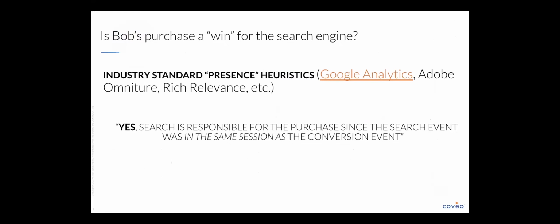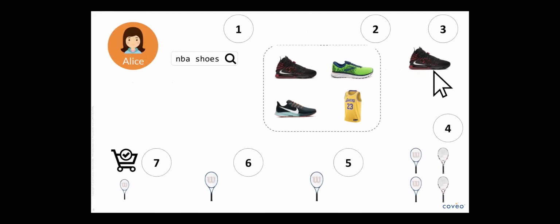If you look at what industry standard tools do, for example, Google Analytics from Google, Omniture from Adobe, or what other recommendation companies do, Rich Relevance is an example, what they use to measure the importance of the search engine or the recommendation for the purchase is what we call the presence heuristic, which is very simple. It just means that search is responsible for the purchase since there was a search event in the same session as the conversion.